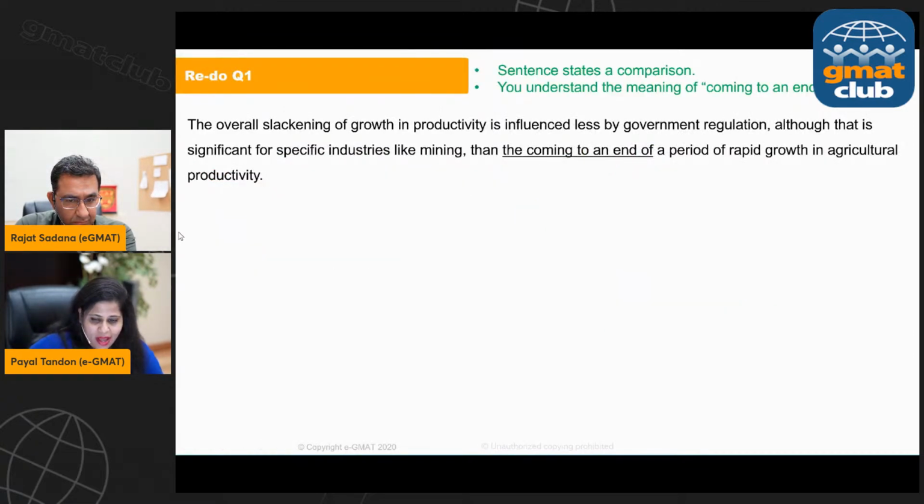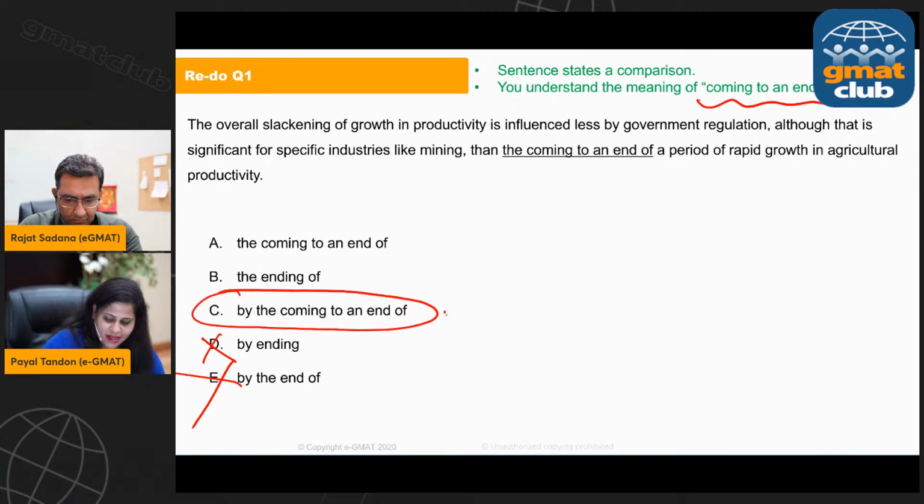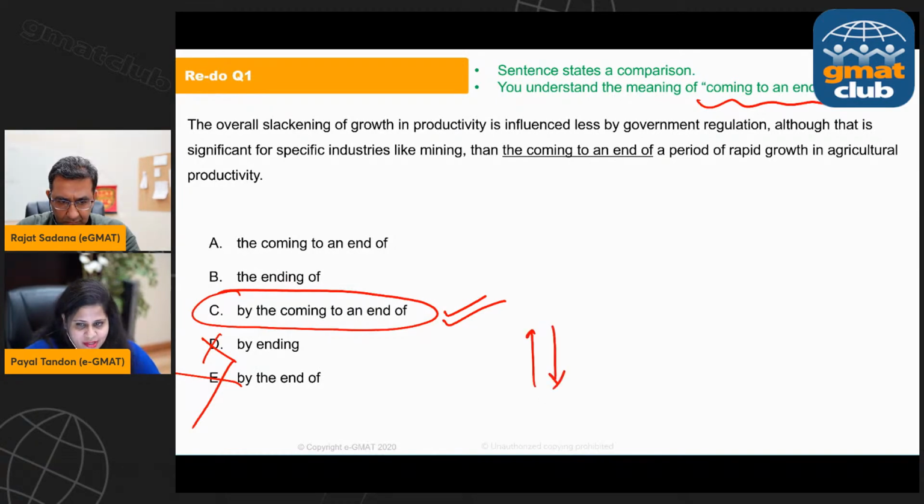Okay. Now, after you understand the meaning of coming to an end, you then look at the answer choices. When you take a look at the answer choices, you know that D is outrightly wrong, E is outrightly wrong. The only possible answer choice that is correct is choice C. And this level of visualization is what gets you to the correct answer choice without doing that back and forth amongst the answer choices.